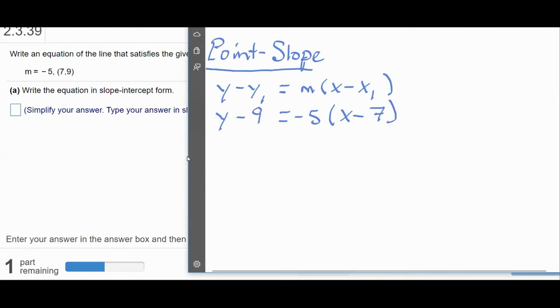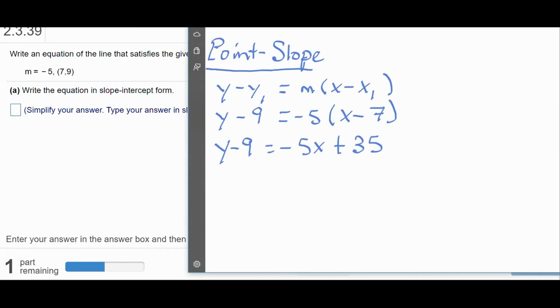So to get that into, let's erase that last part. To get that into slope-intercept form, first distribute on the right-hand side. Be sure you watch that that's a -5 and think about what a negative times a negative is.